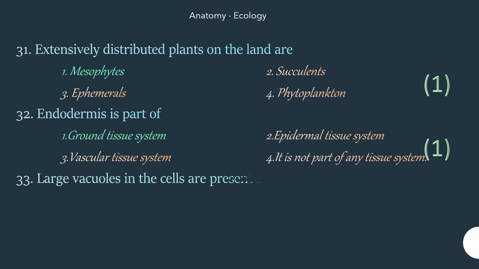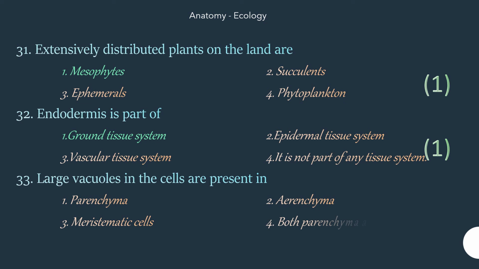Large vacuoles in the cells are present in options: parenchyma, arenchyma, meristemic cells, both parenchyma and arenchyma. The answer is 1. Parenchyma.